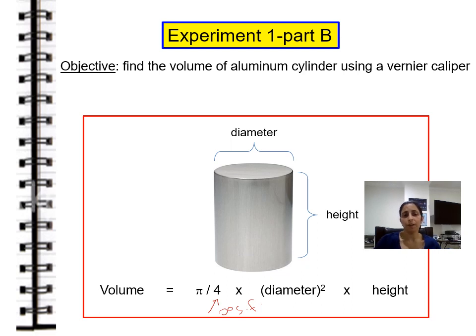Then once you find the volume, you can now find the density using the mass from the first part and the volume that you just found in the second part, part B.